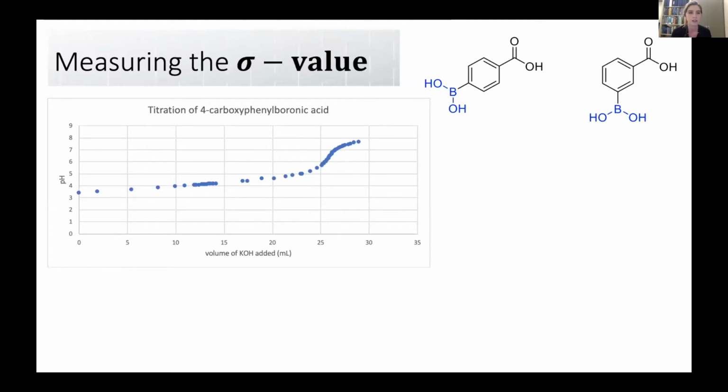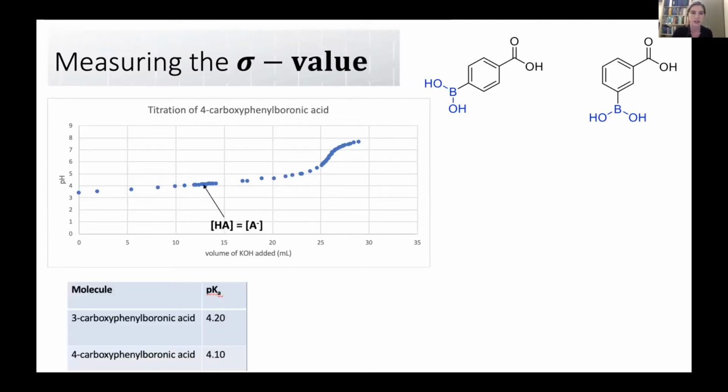What we were interested in when we were running these was looking at the half equivalence point, since it's at this point where the pH is equal to the pKa. So I made sure to collect a lot of data points around the half equivalence point. This way I was able to determine that the pKa of the meta boronic acid is 4.2 and the pKa of para boronic acid is 4.1.